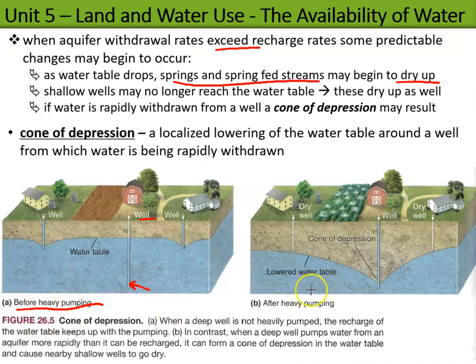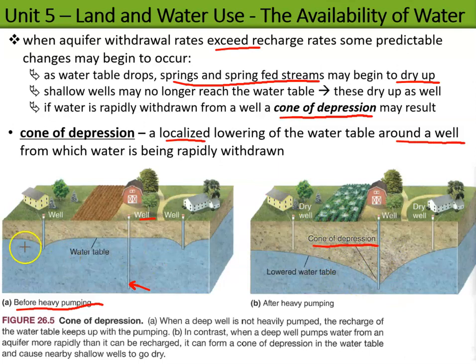if there's heavy pumping, maybe this well right here is being used for irrigation, and the withdrawal rate is exceeding the recharge rate, you can see a cone of depression form. A cone of depression is a localized lowering of the water table, and it happens around a well. So it's a small scale lowering of the water table, around a well from which the water is being rapidly withdrawn. Essentially, it's like an upside down cone. So you see here's this cone of depression.